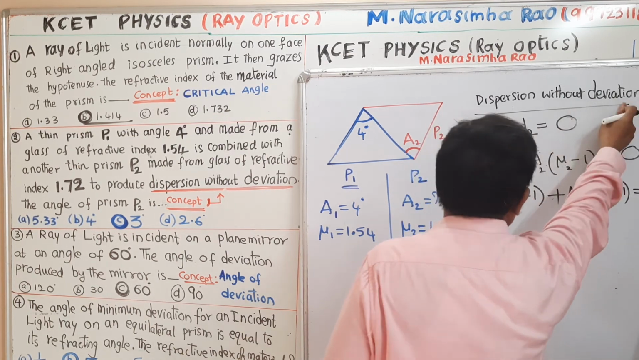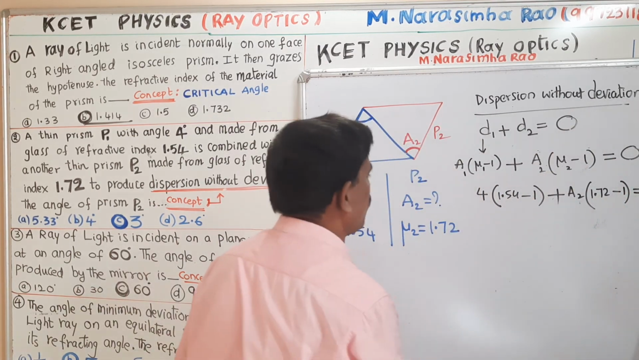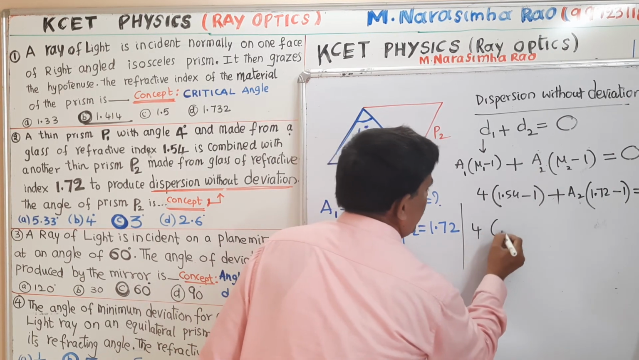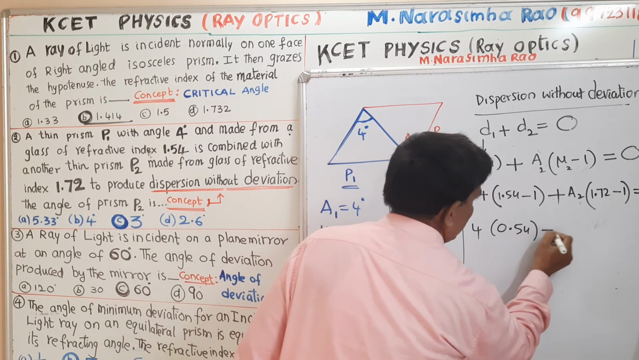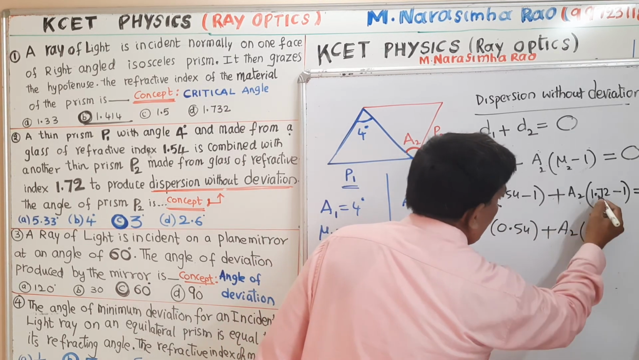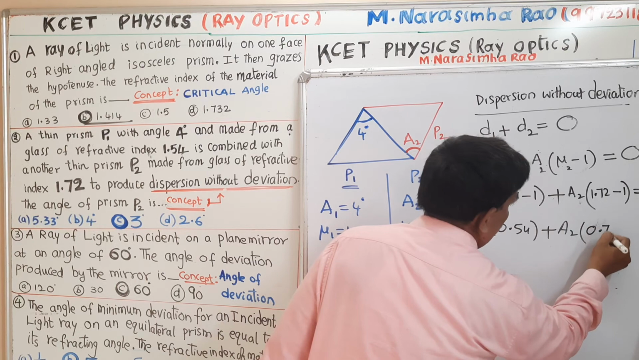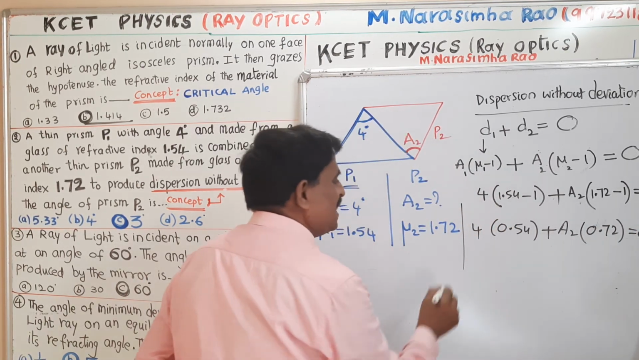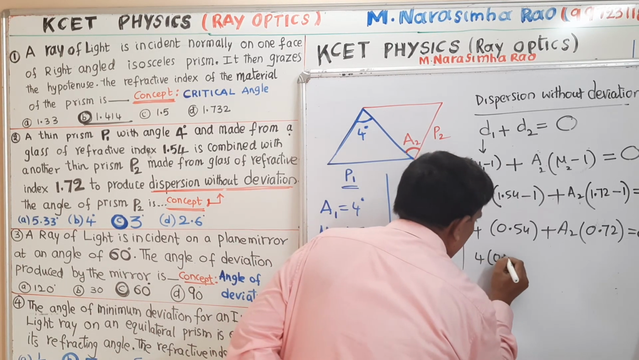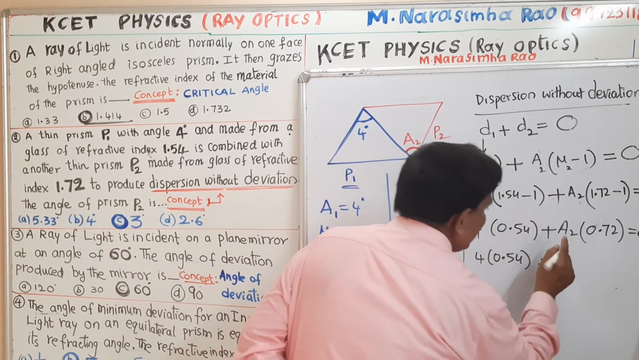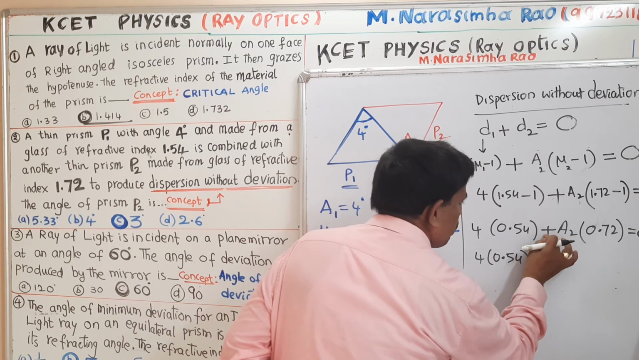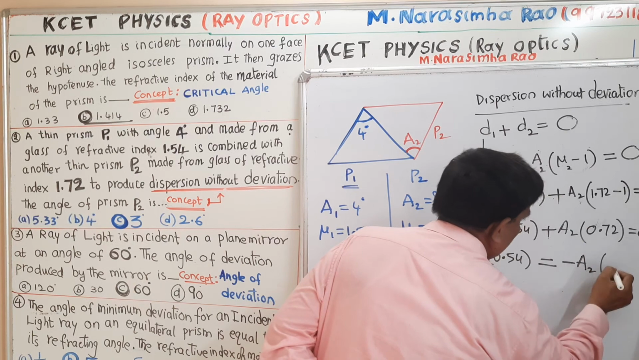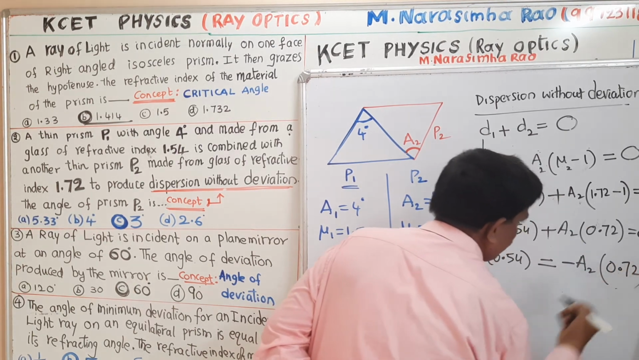The reason is without deviation. Deviation is equal to 0. 4 into 1.54 minus 1, 0.54, plus A2 into 1.72 minus 1, 0.72, that is equal to 0. Now, please listen. 4 into 0.54 is plus A2. This term is plus. If it comes to the right side, it becomes minus A2 into 0.72.